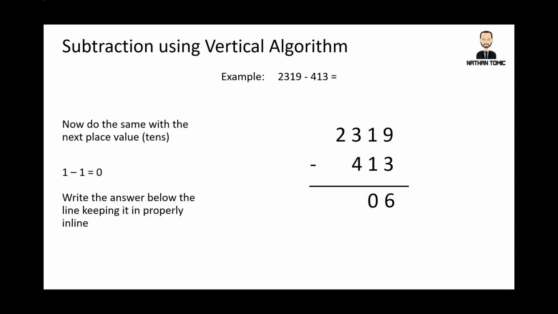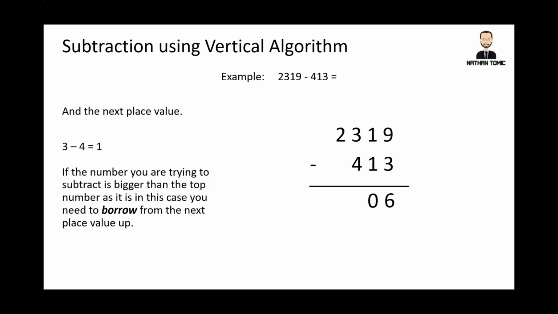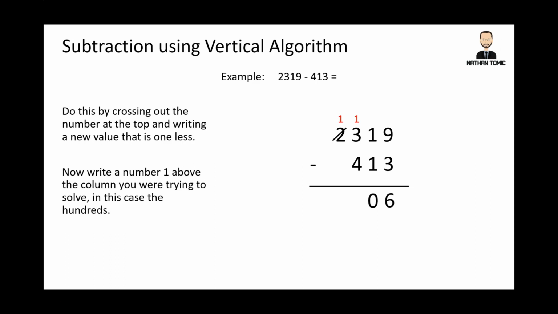Now, of course, we can't do that. We can't go into negatives. So what we're going to do is borrow from the next place value up. So we're going to borrow from this 2 here that's in the thousands column to make this number bigger. So we cross out the 2 and put a 1 above it, so it's 1 less than it is now, and we put a 1 in the column before. So this top number now is a 13, and of course we can take 4 away from 13.